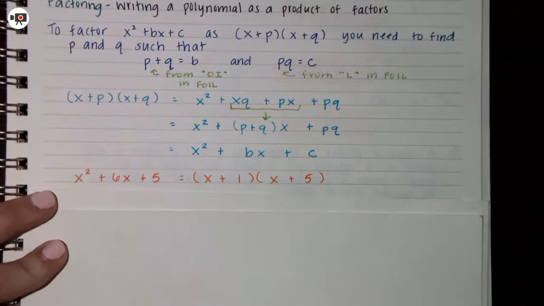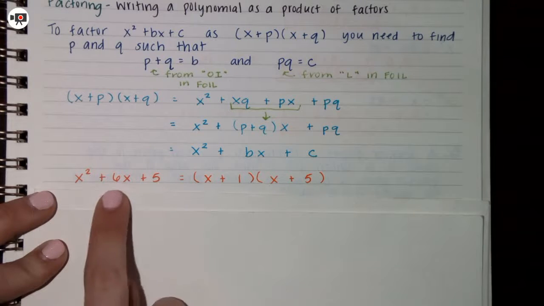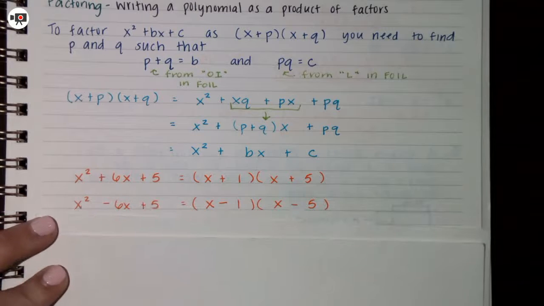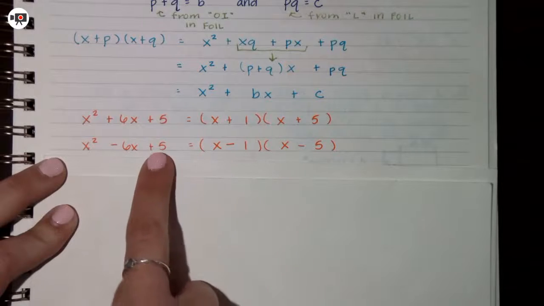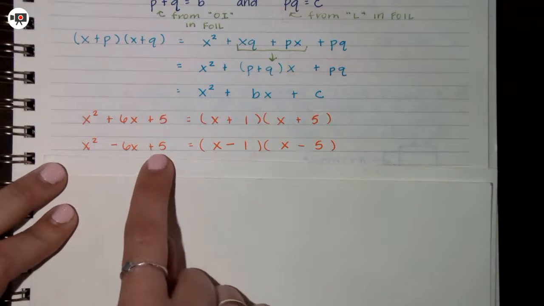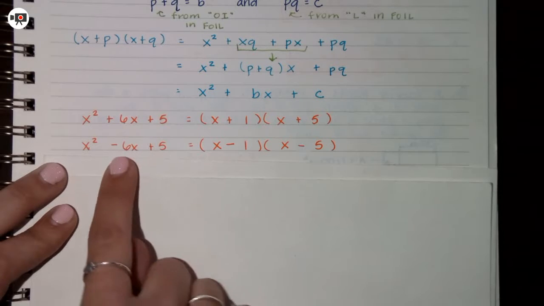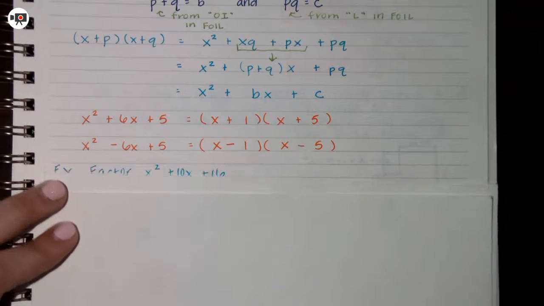So if I do this with numbers, I have x squared plus 6x plus 5. I need two numbers that multiply to 5, but when I add them together, they make 6. That's going to be 1 and 5. If I have x squared minus 6x plus 5, two numbers that multiply to 5, but when I add them, they make negative 6. They have to be the same sign to make it positive at the end, but at least one of them needs to be negative to make a negative number. So that's negative 1 and negative 5.